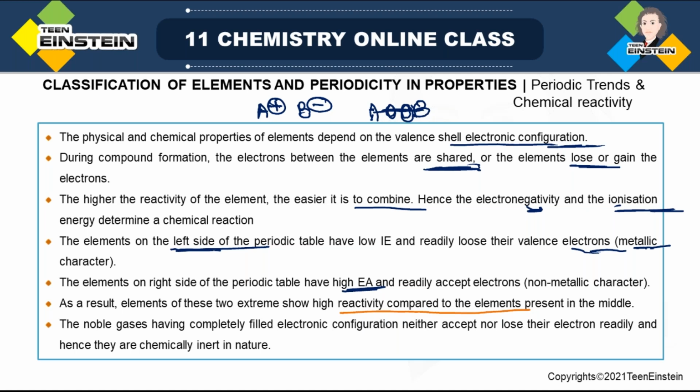Only one or two elements in the noble gases form some compounds. Mostly xenon, its compounds are very common, but not other members. But that is a very rare case and a highly energy-requiring process. So in general, they do not take part in reactions. That is the reason we call them inert gases.